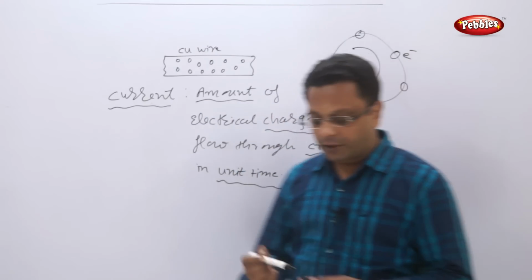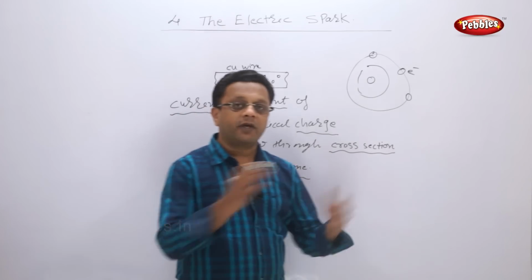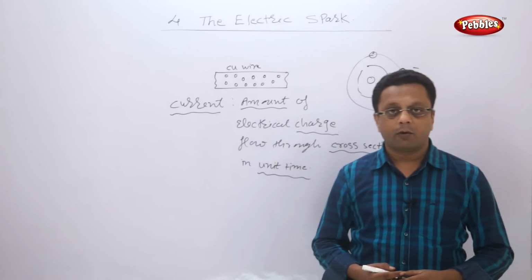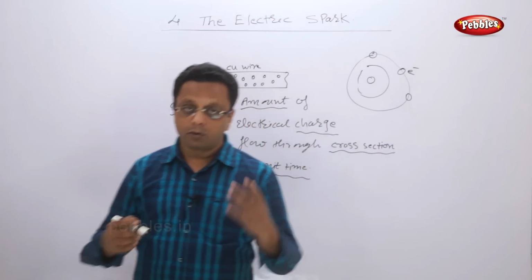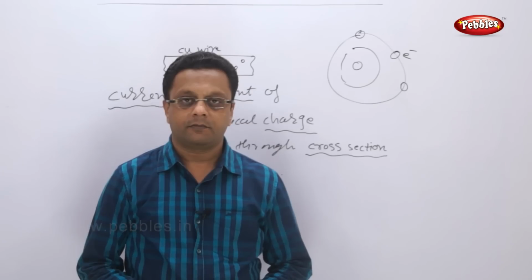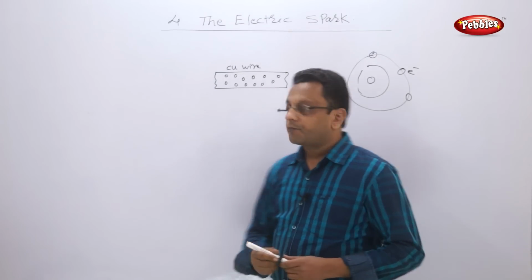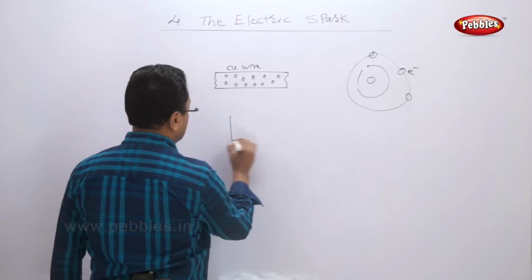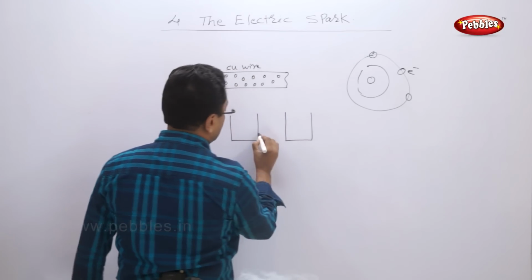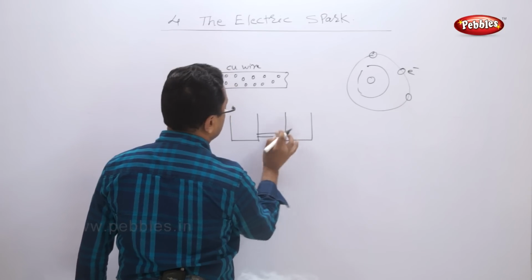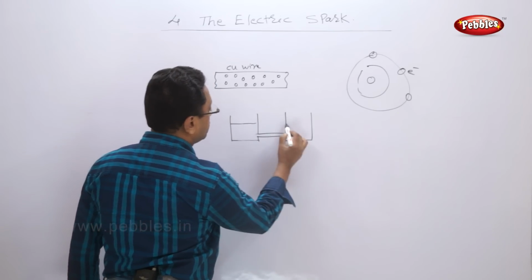But one thing is there. Copper wire is there, free electrons are there, they are moving here and there in the wire. But do we say that current is flowing? No, you cannot say. I will give you one simple example. Suppose I have two pots that are connected with a tube. This is the water level.